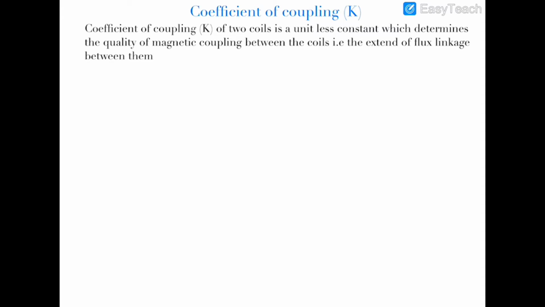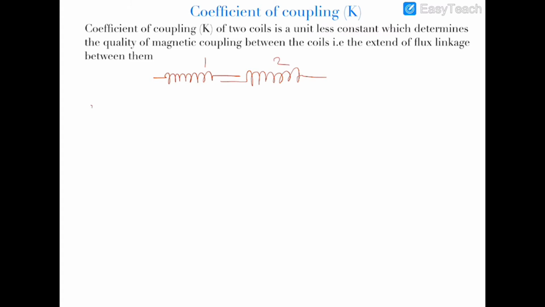So the coefficient of coupling is a constant which is used to determine the extent of magnetic coupling between any two coils. We are deriving an expression which relates the mutual induction coefficient with the coefficient of coupling and the self-induction coefficients of any two coils. First of all, let us consider that there are two coils. Let's suppose the first one is coil number 1, and the other is coil number 2.